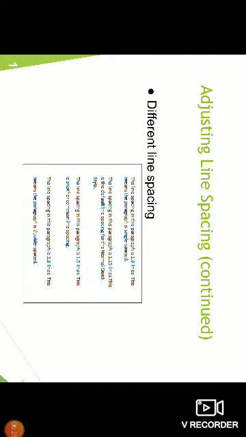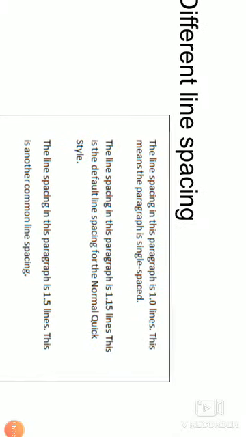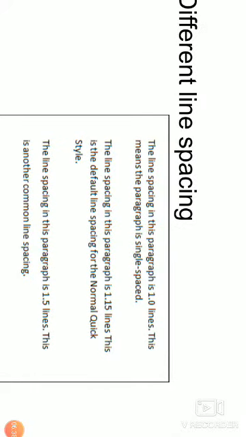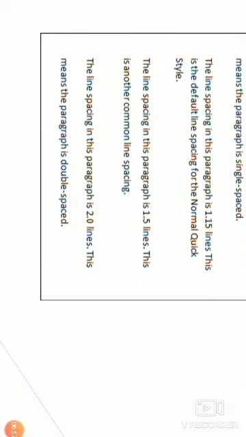So different line spacing. See the difference. First, observe the first two lines. There is 1.0 line spacing. In the second paragraph, we have 1.15 spacing, and in the fourth we have double line spacing, 2.0. And this is the difference between line spacing.